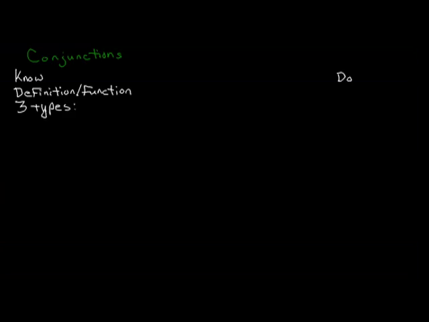And we need to know that there are three types. The first is called coordinating conjunctions. And these are very, very common. We use them all the time. They're the easiest to learn. The second is called correlative conjunctions. And these we use less often, but they're easy to identify because they always work in pairs. And the third type is subordinating conjunctions.